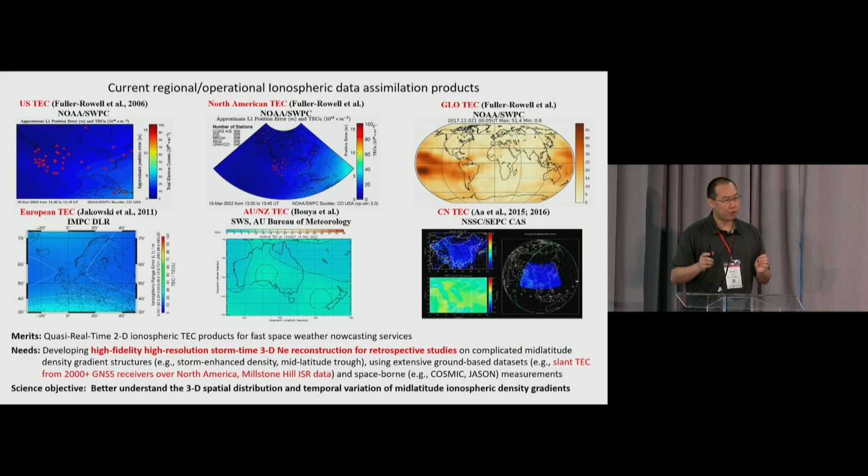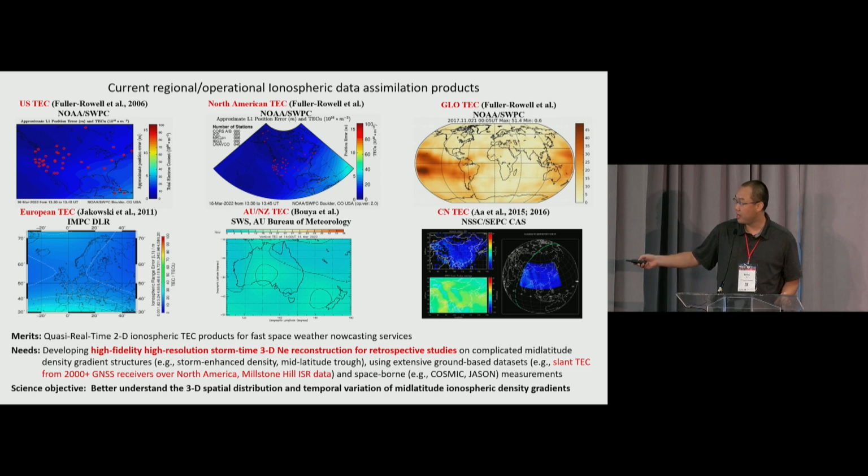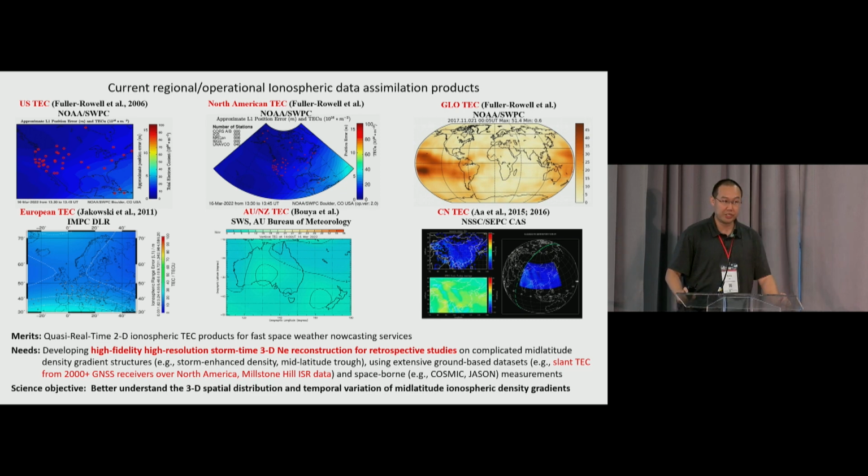Speaking of operational and regional products, we know there are lots of great products, such as the US Total Electron Content, the North American TEC provided by NOAA's SWPC, which was recently extended into a global GloTEC data assimilation product. We also have some other regional data assimilation products, such as from the European sector, the Australian and the East Asian sectors. These are great data assimilation products. They provide quasi-real-time operational products of the two-dimensional total electron content.